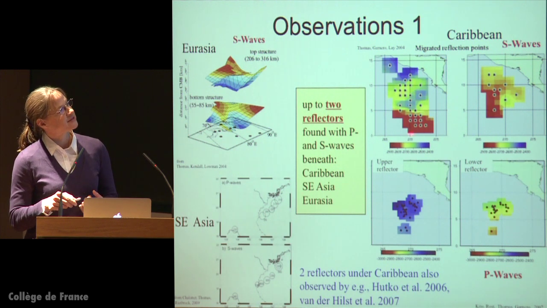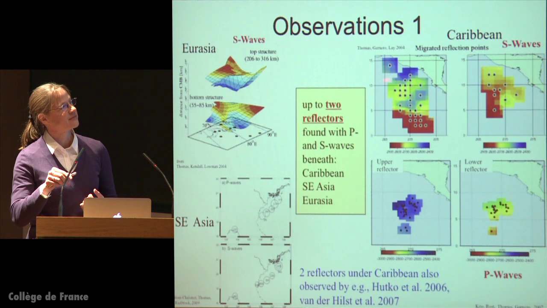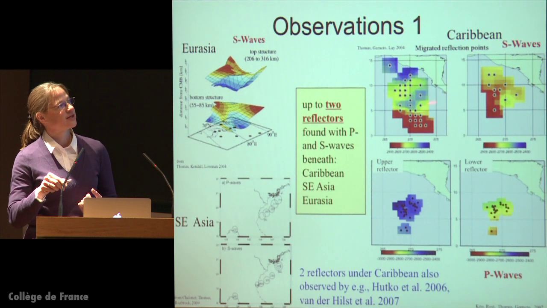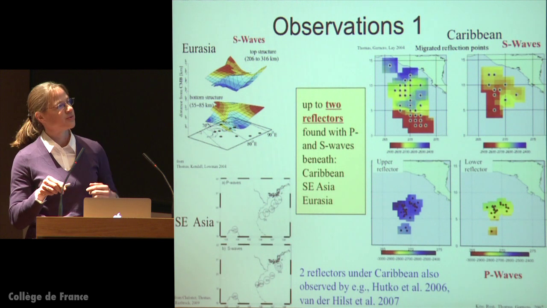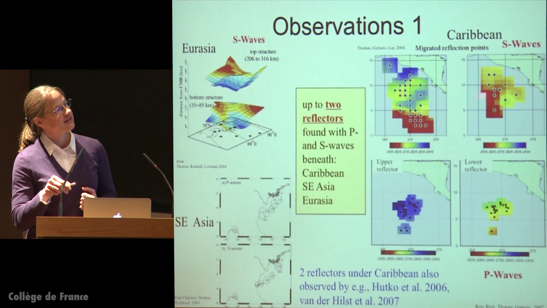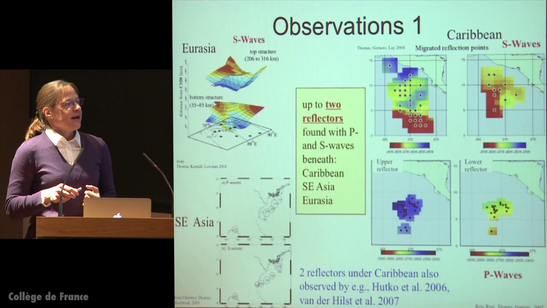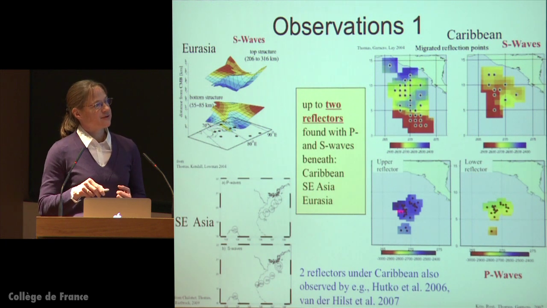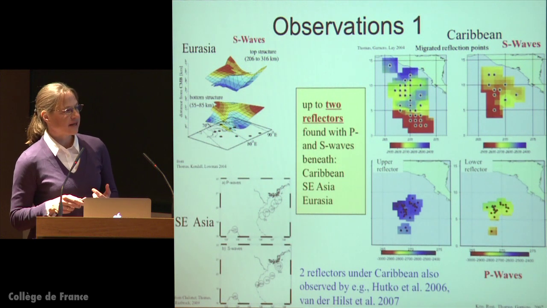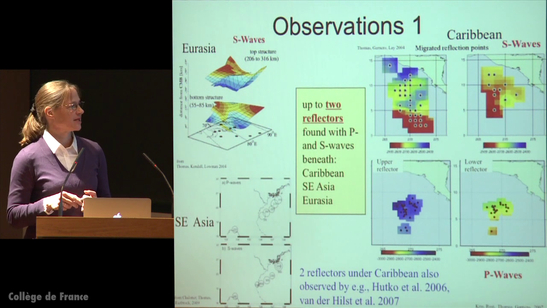This is the upper reflector here for S waves. You see a lot of topography. Here it's about 400 kilometers high. Here it's about 200 kilometers high, and in between there's this topography. And a lower reflector here in the same region. And for P waves, you see the same thing, an upper reflector about 400 kilometers high and a lower reflector about 100 kilometers above the core mantle boundary.